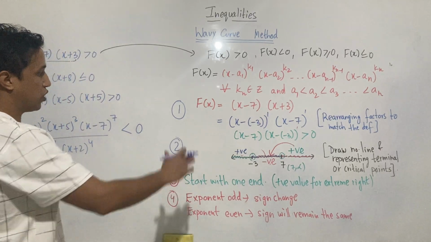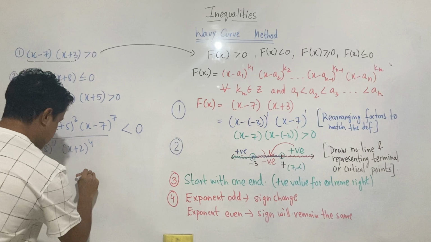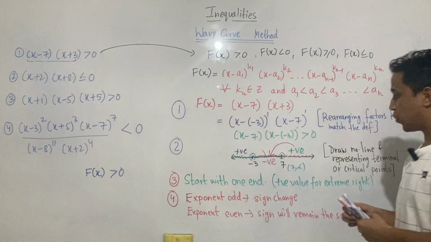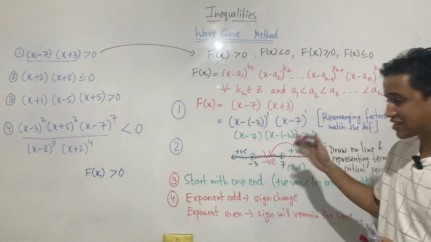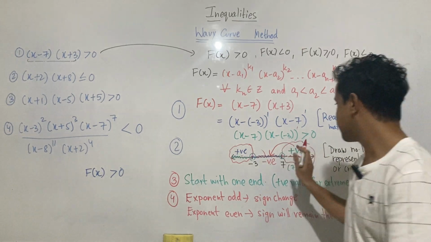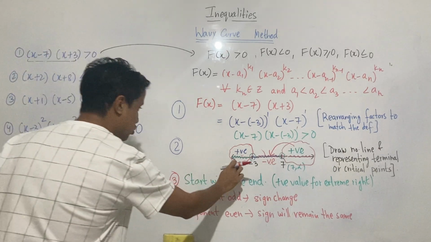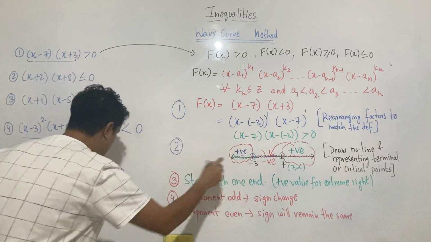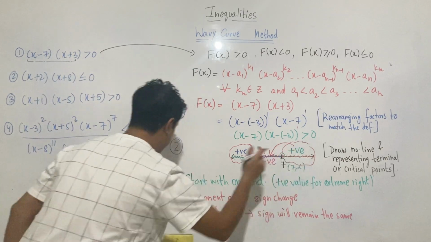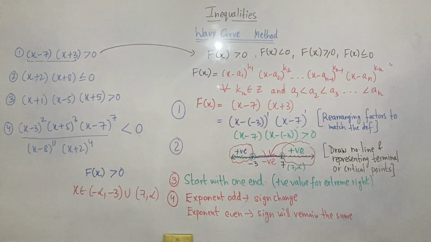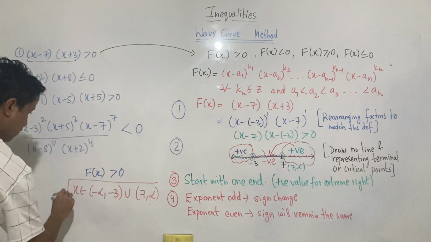Now come back to the question, what it says. Here it says f(x) is greater than 0. Now look at where your f(x) is greater than 0. So here it's positive, and here it's positive. Okay, so what does it mean? I can take the union of these intervals, so your x will belong to minus infinity to minus 3 union 7 to infinity. Okay, this is how you have to solve it. So this is going to be your final answer.